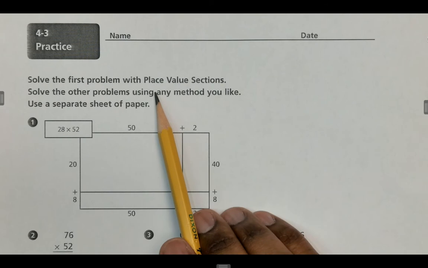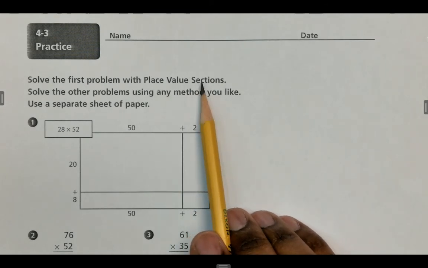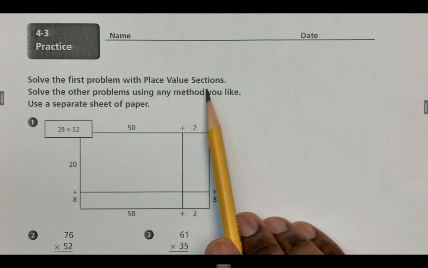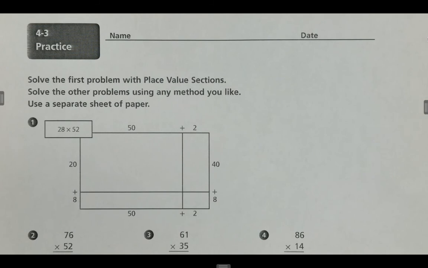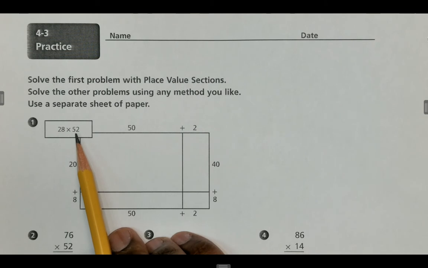Now, with that being said, in this first practice problem, there's a method called the place value sections that we will use, and I'll walk you through it. But I don't plan on using this beyond this first practice problem. So that's my disclaimer. The problem given to us is 28 multiplied by 52.